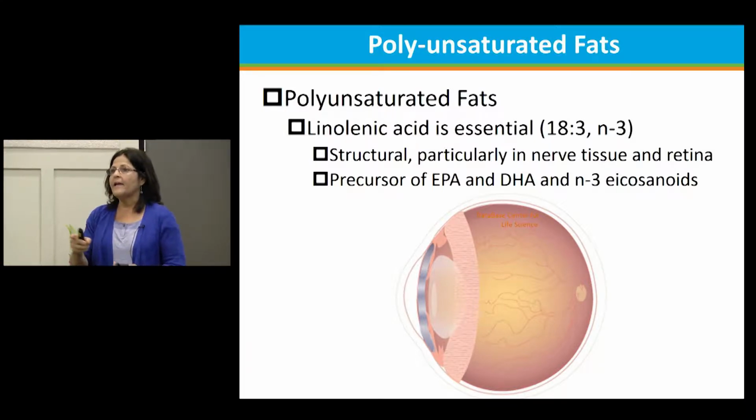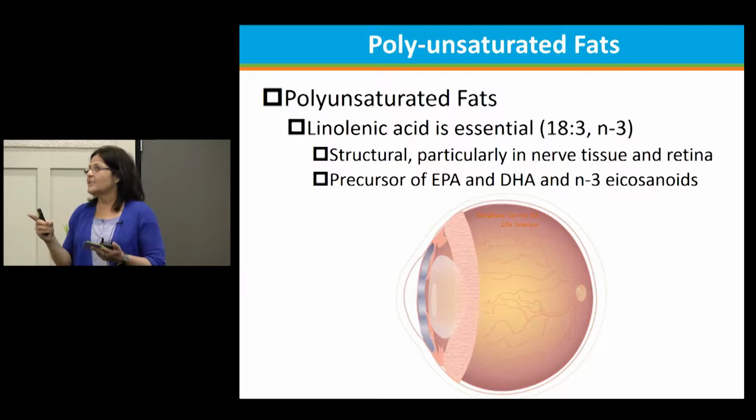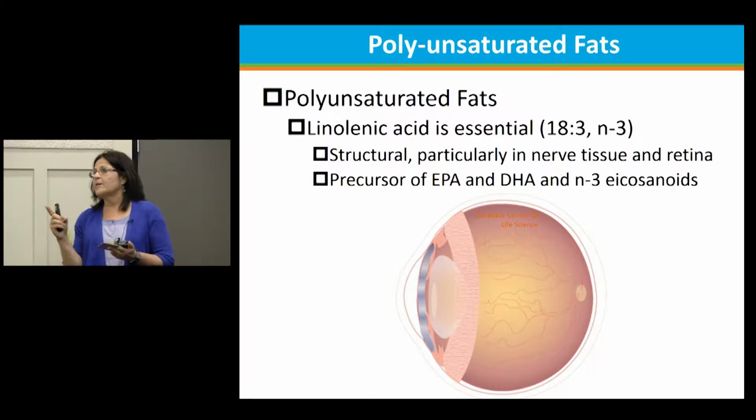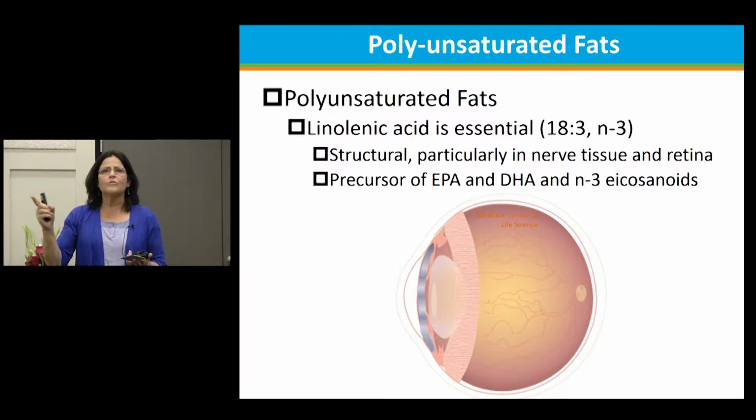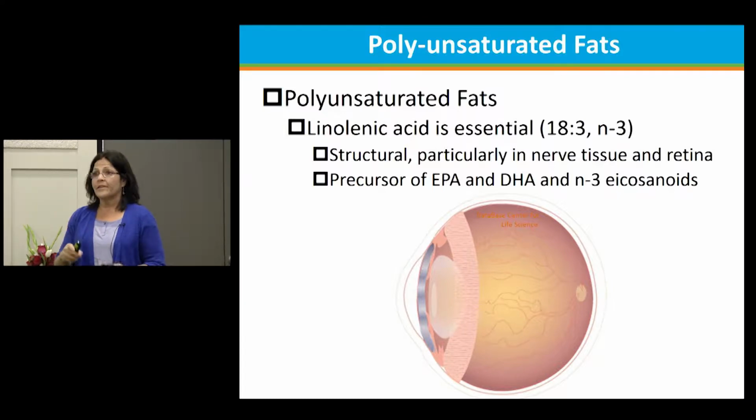So that's EPA, DHA, and those are these long chain omega-3 fatty acids. They're also precursors, so they go to synthesize other compounds called eicosanoids, and they regulate a whole host of cellular functions. A lot of these have a lot to do with inflammation.